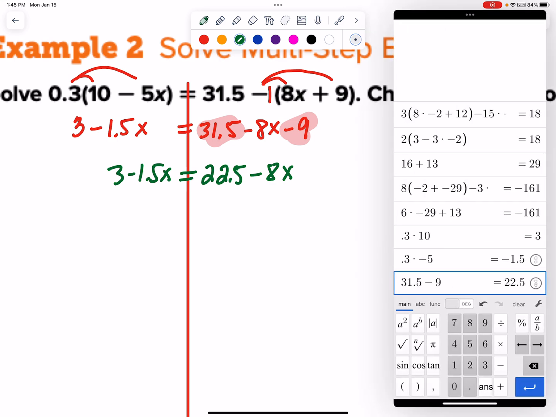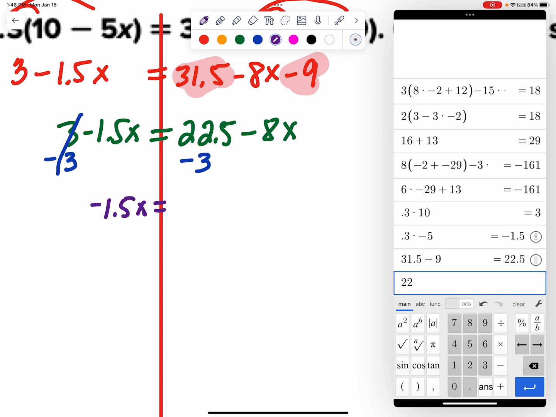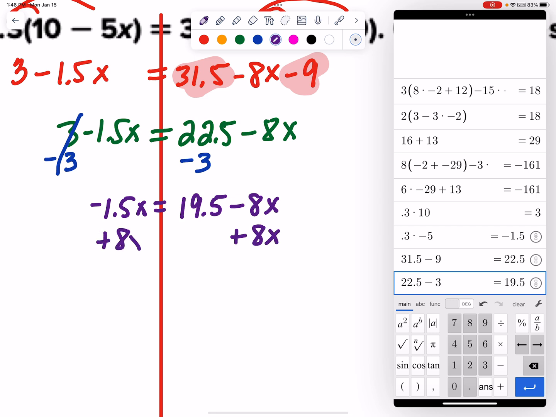All right, time to move things around using our properties of equality. What do we want to do? I think I'm going to go ahead and just subtract 3 from both sides. We'll get rid of that. We're left with a negative 1.5x on this side. And then we have a 0.5 minus 3. So we have 19.5 minus 8x. And then let's get our x's onto one side. So I'm going to add 8x to both sides. Sorry, I should have changed colors there.